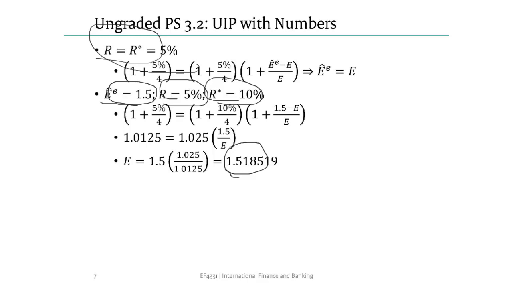All right, so the second part of this question gives you different numbers for the interest rates. It gives you R equals 5% and R star equals 10%. And it also says that E hat E is equal to 1.5. So given these values, you just put those numbers into UIP and solve for E in this case. That's the only missing parameter here. So I won't go through how to solve, but once you rearrange the formula and put everything on one side and E on the left-hand side, you should get a value of around 1.51.